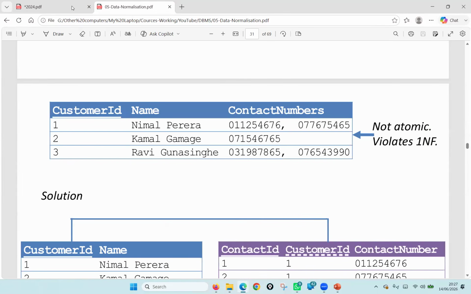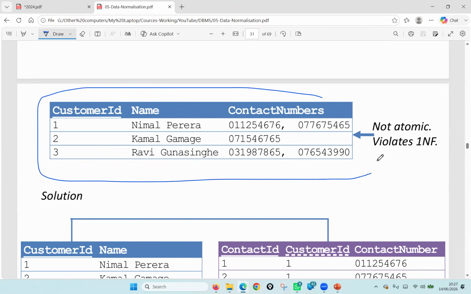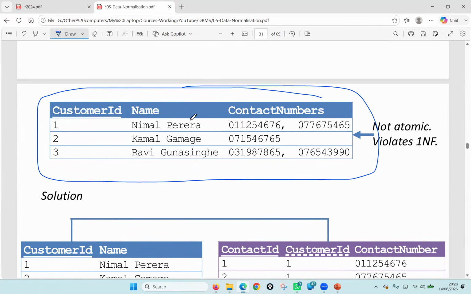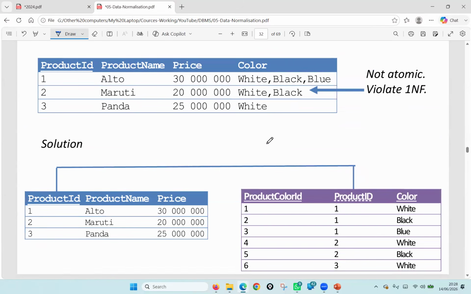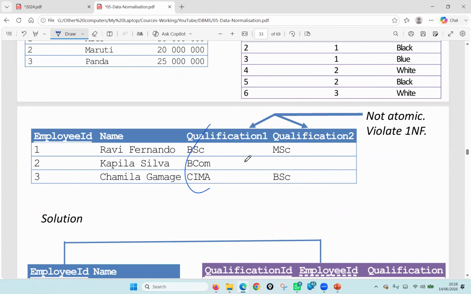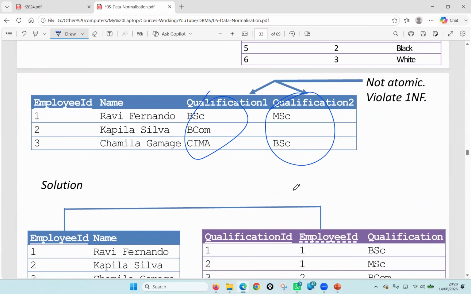So this is a violation of first normal form. This is one form of the problem. Another form of the same problem is something like this. This is also the same problem, but someone has tried to give a solution, which is not a good solution.